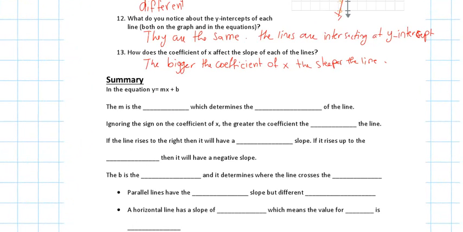So let's just do a quick summary of what we have learned so far. In the equation y equals mx plus b, the m is the coefficient of x, which is what? The slope. Which determines the steepness of the line. Okay? So the m is the slope, which determines the steepness of the line.